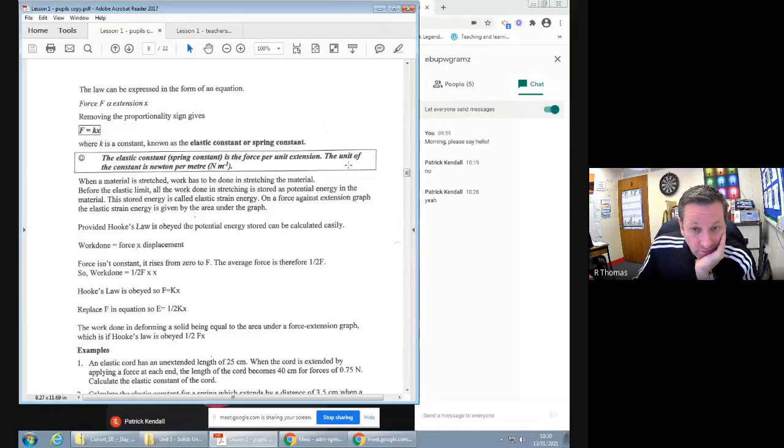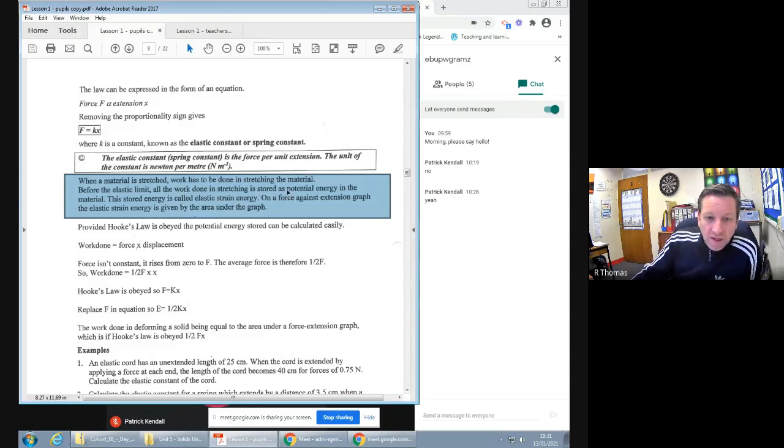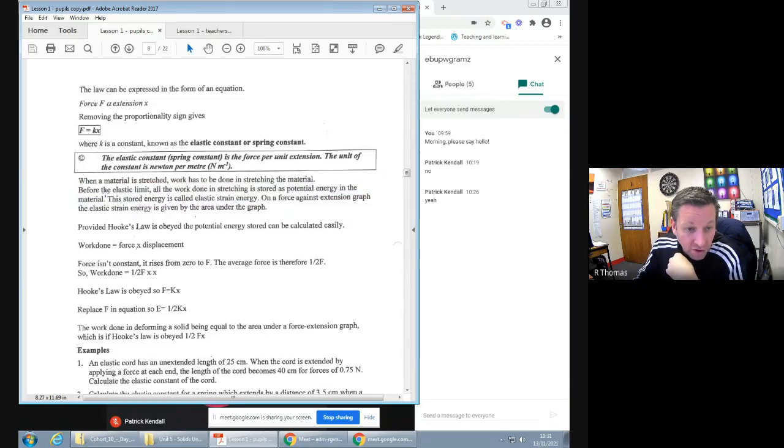There's Hooke's law repeated again. Now, let's talk about the work and the potential energy stored in springs. So when a material is stretched, you have to obviously use a force or do some work to stretch the material. And that work that you have done is stored in the spring, or bit of plastic, let's say spring, as potential energy. Because of course, when you let the load go, it's going to spring back, isn't it, right? So the work done in stretching the material is equal to the amount of potential energy stored within the spring. And this stored energy is called the elastic strain energy.